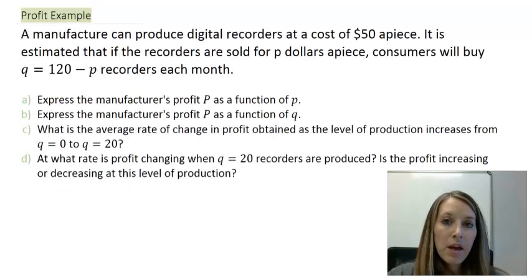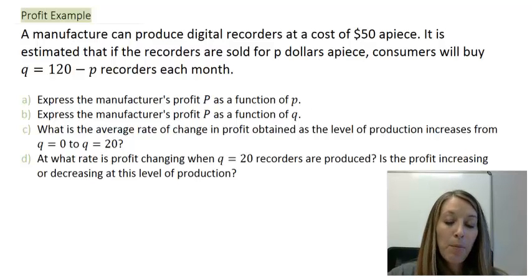The example here is a manufacturer can produce digital recorders at a cost of $50 a piece, so $50 per unit. It is estimated that if the recorders are sold for P dollars a piece, consumers will buy Q equals 120 minus P recorders a month. So we have four parts to this.